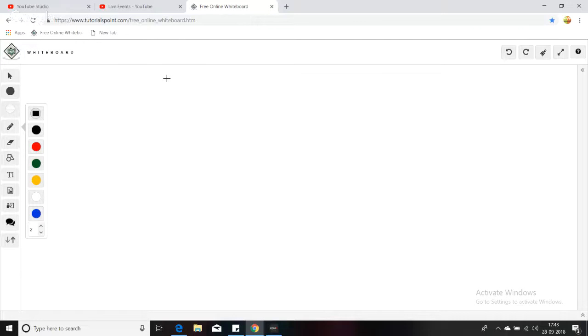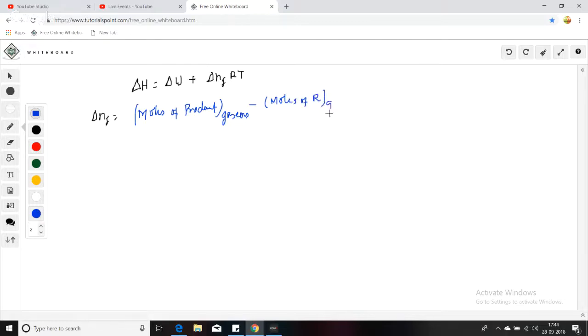We have a formula in case of a chemical reaction, and that is again important. If a chemical reaction is given, then we write delta H equals delta U plus, in terms of T delta V, delta Ng RT. Where delta Ng is the number of moles, or in short, moles of product, and the product we always take which are in gaseous state, minus moles of reactant. This also must be in gaseous state.